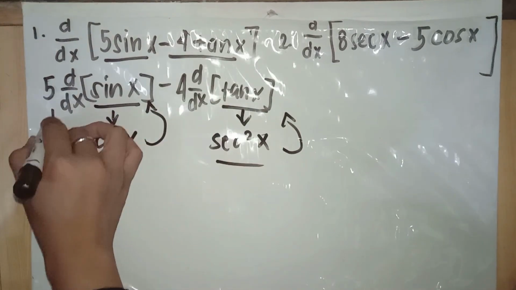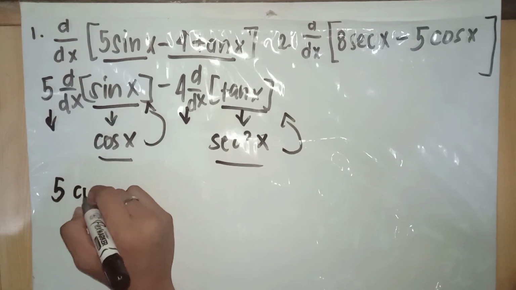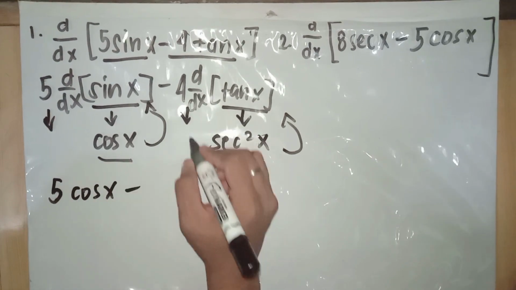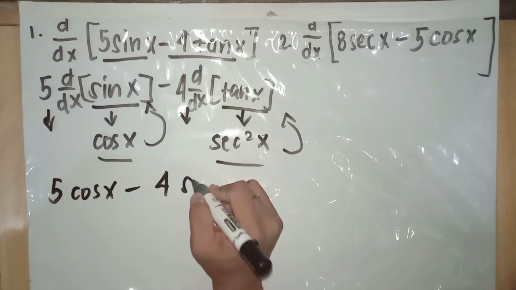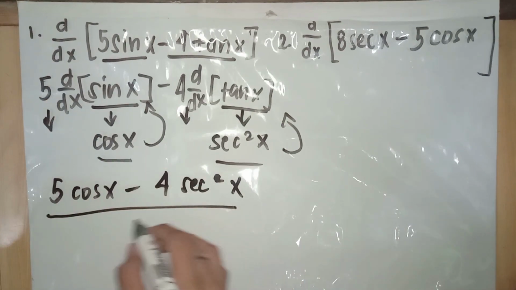After that, we bring down the two whole numbers, which are 5 and 4. We get 5 cosine x minus 4 secant squared x. That is the final answer for the first question.